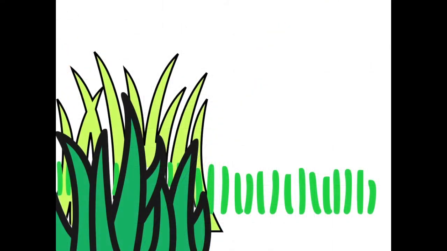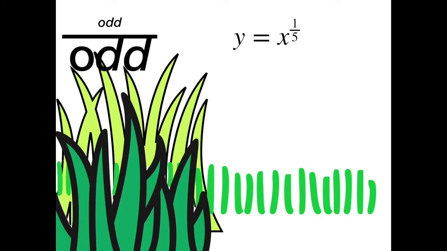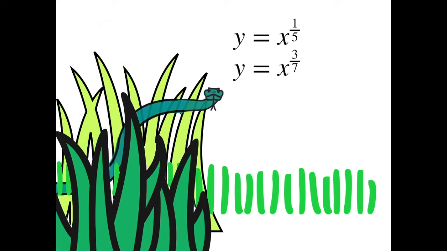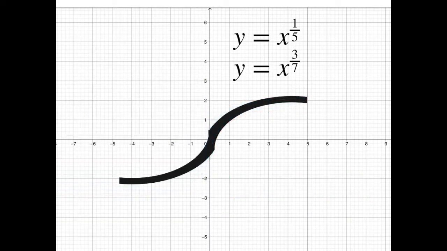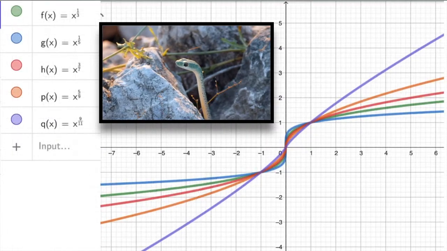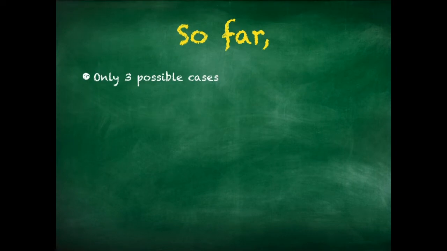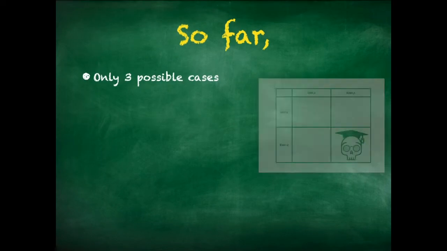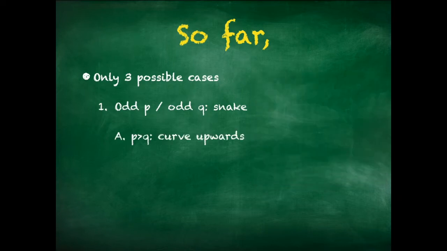But what if the p value is smaller than q in a fraction? Fractions such as 1 over 5 and 3 over 7 for example. In these cases, note how the curve solely exists in the first and third quadrant, but the y values form a snaking pattern sideways instead. Once again, more similar examples to show the snaking nature sideways. For now, we have locked in two observations. Number 1, fractions with both odd values in their numerator and denominator can be generalized as a snake form. And 2, that the curving nature up or sideways depends on the magnitude of these values.